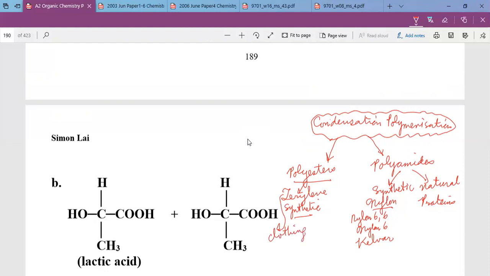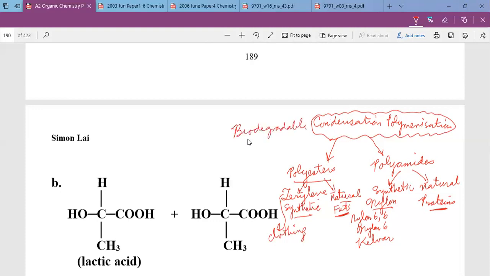Of course the natural one, who can tell me what's the natural ester? It's fats. So you can see in these two things here, fats and proteins, they are natural substances, which means that they are able to break down. Which means they are biodegradable.